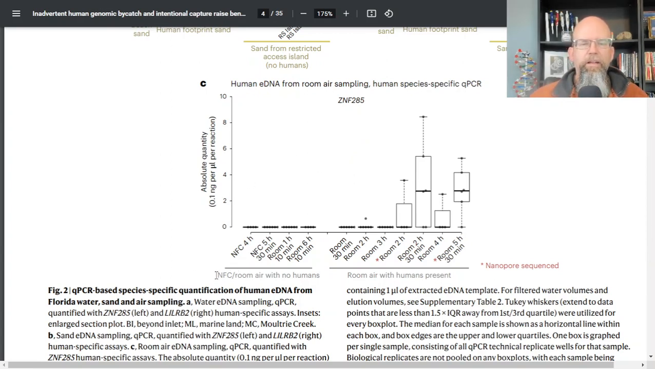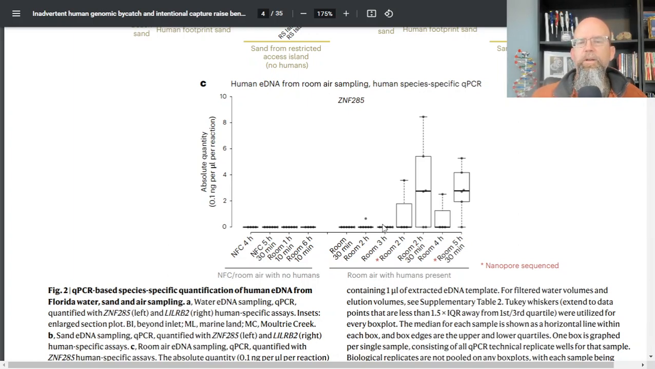And so, they have, all right, we filter samples from where there's no people in the room, at least no people recently in the room, right? Don't find much human DNA in the air, all right? It does fall out of the air, like your cells are falling out of the air.